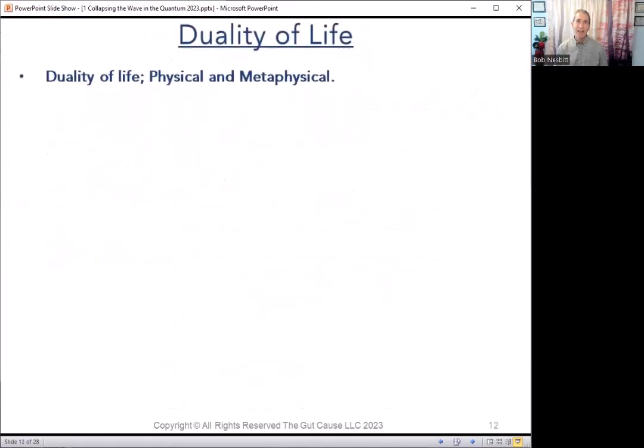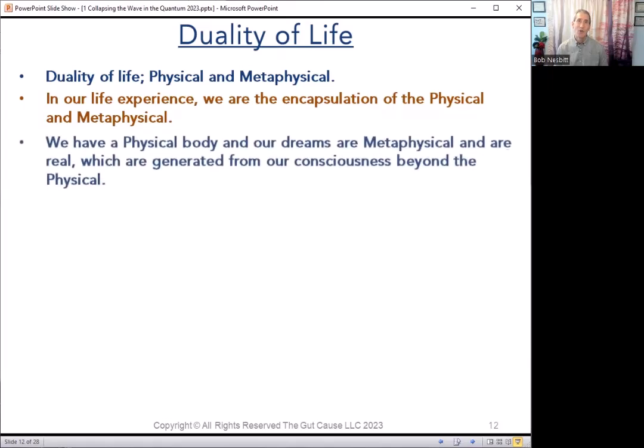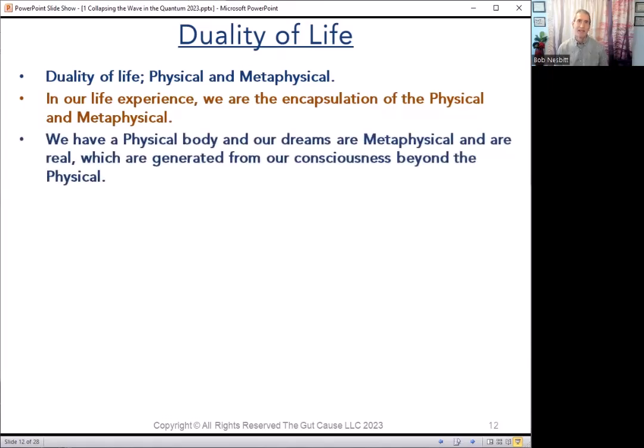But that creates a duality of life, physical and metaphysical. We as human beings are the encapsulation of the physical and the metaphysical in this experience we call life, are we not? Do we have a physical body? Absolutely. But do we also experience stuff that is metaphysical? How about our dreams? Dreams are metaphysical. Can we put them in a bag and sell them? No, not at all. Can we touch, smell, and see them? No, but we experience them. Are they real? Absolutely. They're generated out of some level of consciousness beyond the physical.